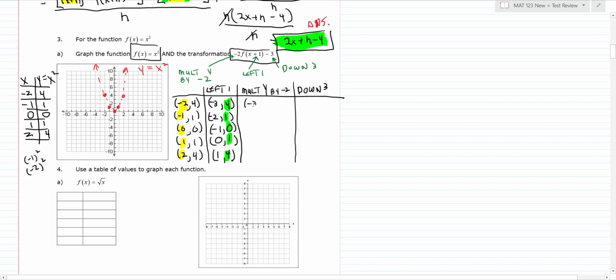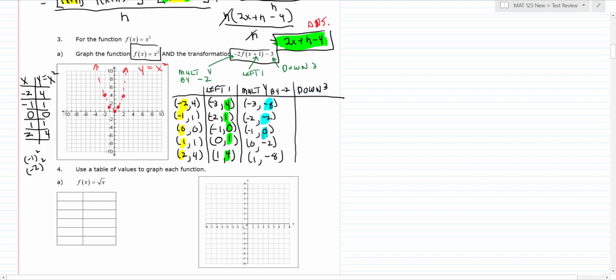So the x values, we've got those transformed. So I'm just going to bring those down. Now in your head, multiply these by -2. 4 times -2 is -8. 1 times -2 is -2. 0 times -2 is 0. 1 times -2 is -2. 4 times -2 is -8. Okay, we got one more thing to do, and that would be moving everything down 3.